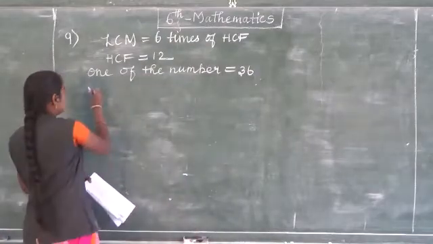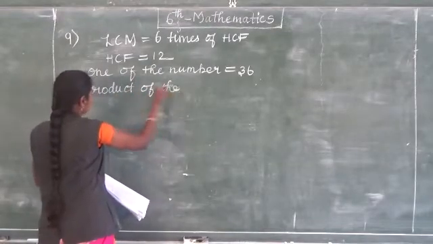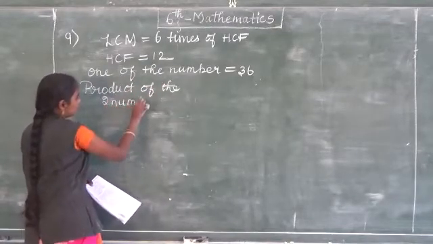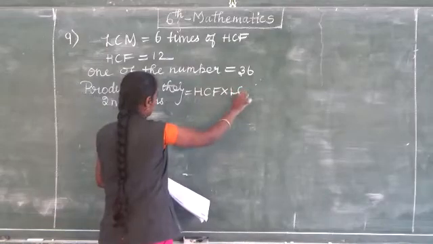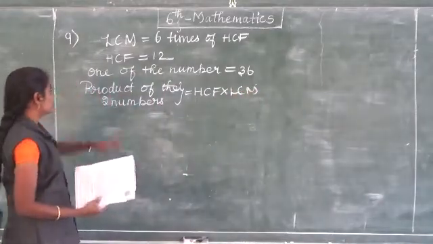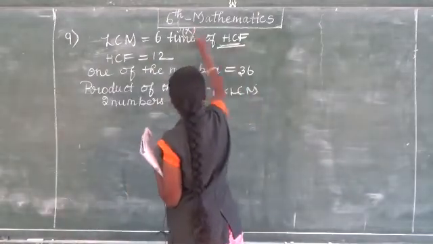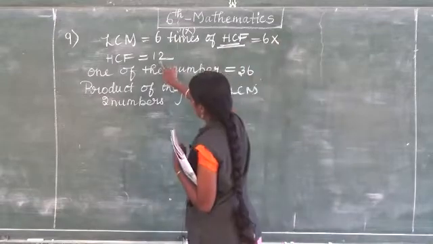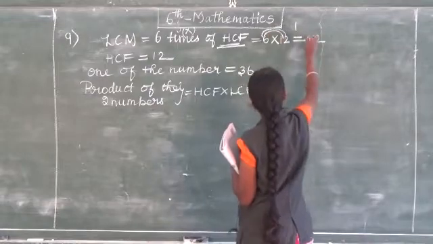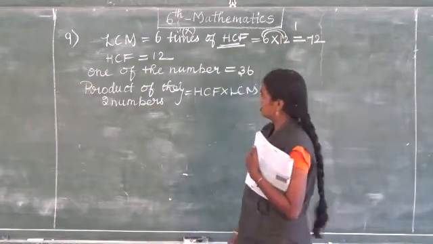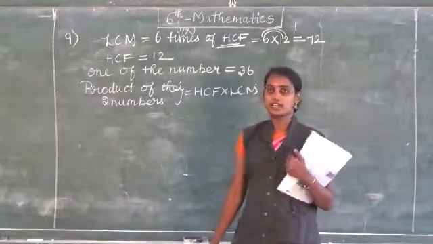We know the formula: the product of the two numbers equals HCF into LCM. From this only we are going to find out. Listen to me. LCM is 6 times HCF. Times means multiple. So 6 into HCF, given as 12, is 72. So LCM is 72, HCF is 12, one number is 36. Find the other number.